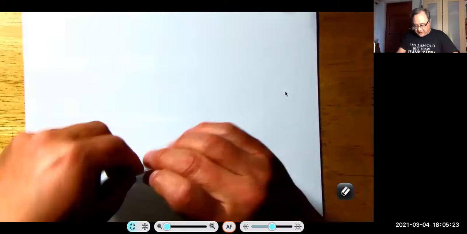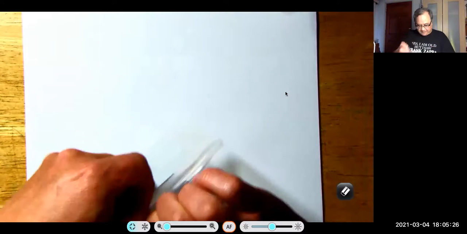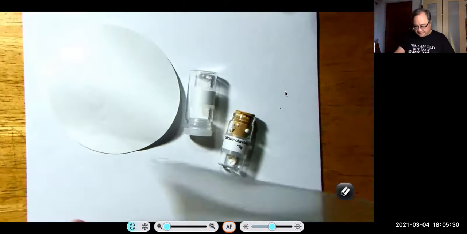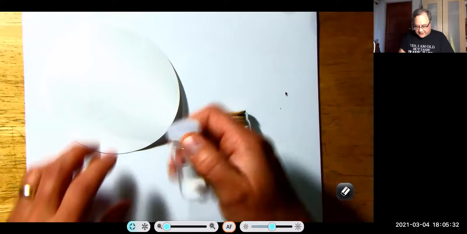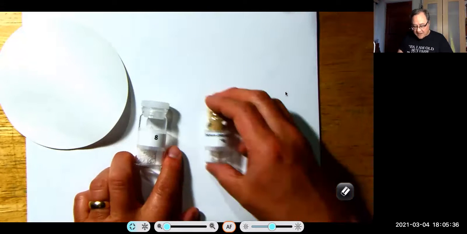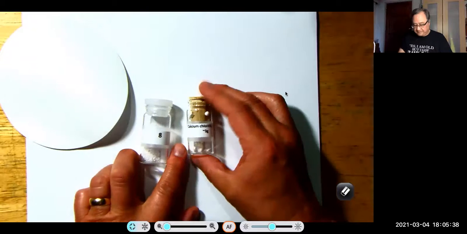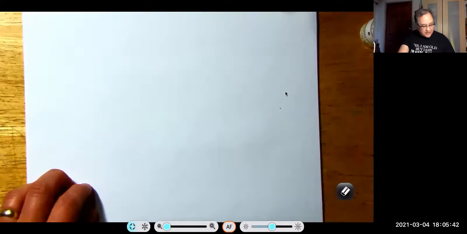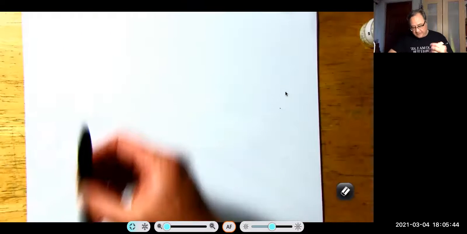So I'm going to open one of these up. And here we go. So this is compound number 8. And this is compound calcium chloride. Now, I'm going to describe how we used to do this experiment and why we've changed it.